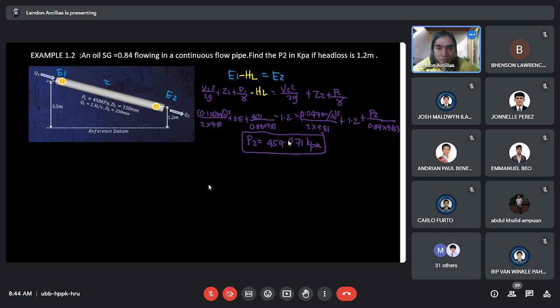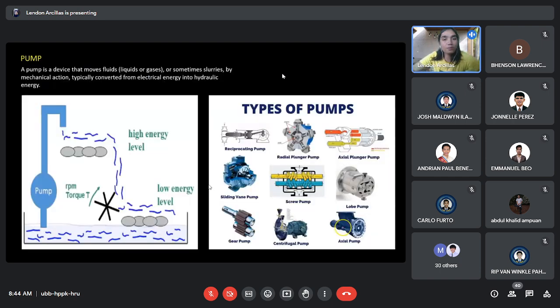So, last topic, we again add to the energy and head loss the mechanical equipment, so the formula will have more additions. We first introduce the first mechanical equipment very common in mechanical work, which is the pump. A pump is a device that moves fluids, liquids, gases, or sometimes slurries by mechanical action. What the pump does is push a liquid from a lower elevation to a higher elevation. The pump takes electrical energy to push the water from the low point to the high point. So, that is the definition of a pump.